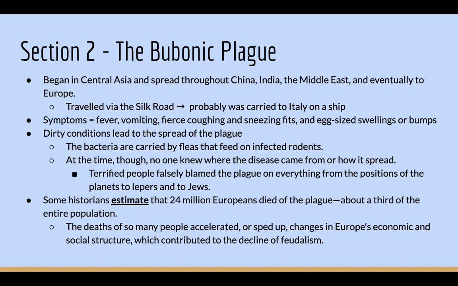So, symptoms or signs of the plague often included fever, vomiting, fierce coughing, and sneezing. In addition, there would be egg-sized swellings or bumps that would come to form on the skin of its victims. The dirty conditions in which people lived contributed significantly to the spread of the bubonic plague. The bacteria that cause the disease were carried by fleas that feed on the blood of infected rodents.